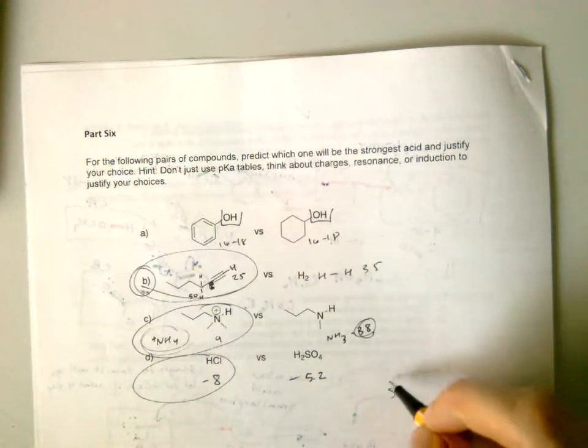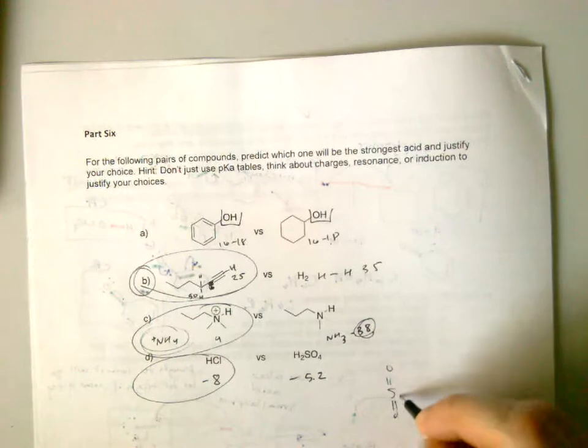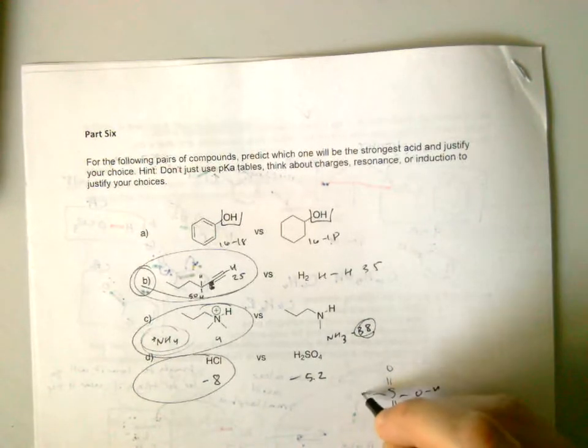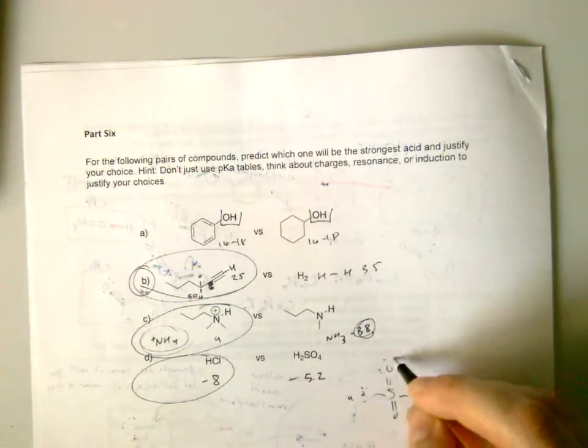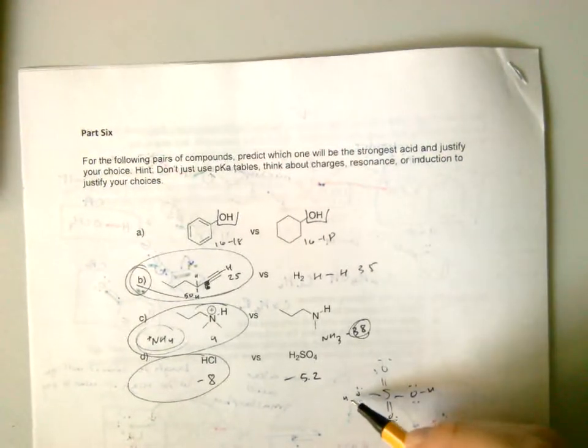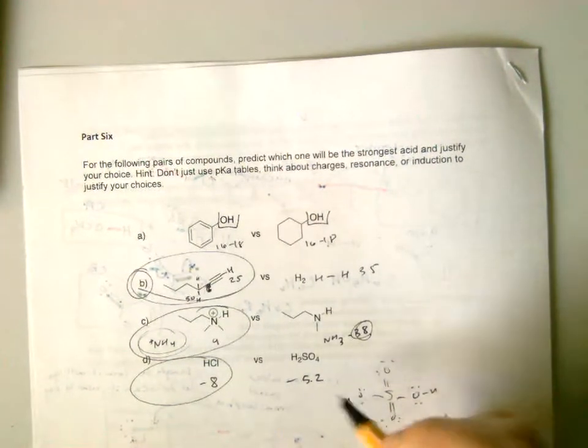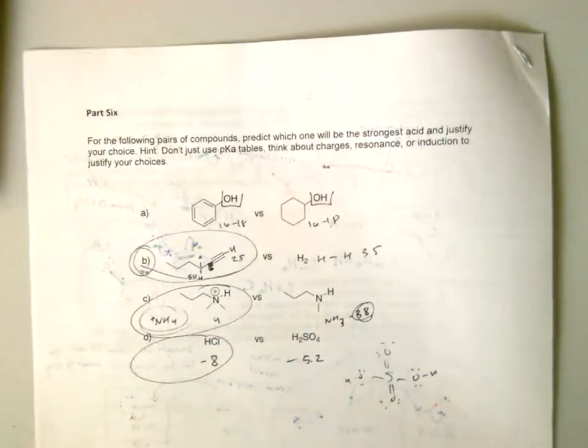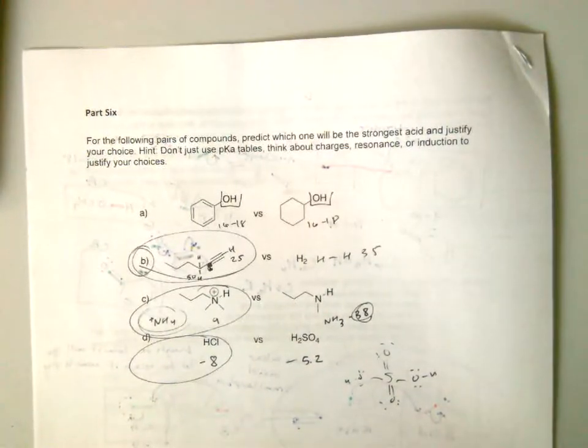It's less positive. H2SO4 looks like this, right, with all the lone pairs around it. So this OH bond is going to be less polar than this HCl bond. So that's something I could think about to reason my way through this one.